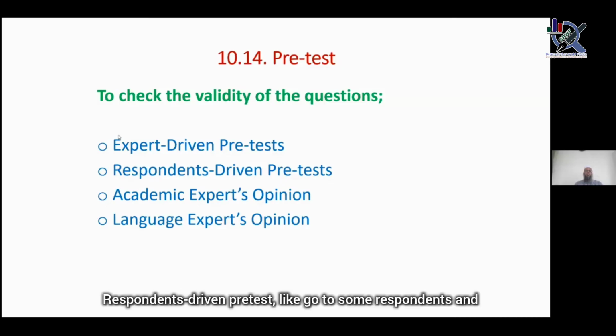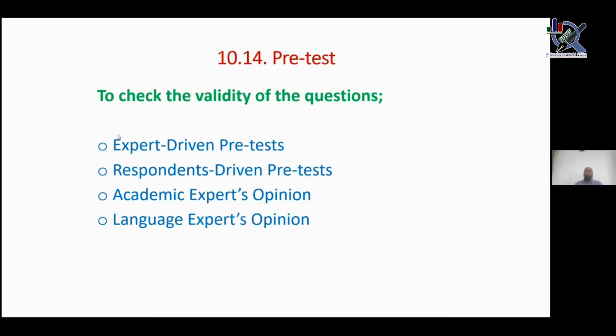Respondent-driven pretest: go to some respondents and talk with them about the questionnaire. What is their response actually? Are they understanding the questions or not? Is there any ambiguity or anything not clear to them? Then academic experts' opinion. Academic experts are professors in that field who are very good in research, and they will understand which type of questions should be followed or put into the questionnaire.